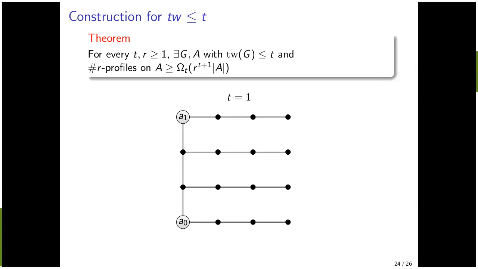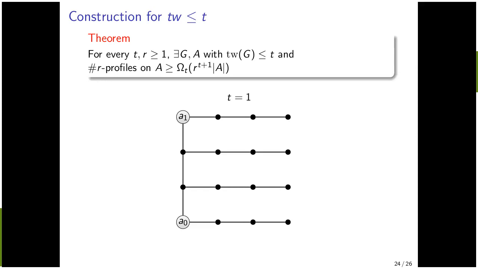So the proof starts as follows. First for treewidth 1, we will build a tree. We'll take this graph. We have two vertices, A1, A0. We link them with a path of length r/2. And on every vertex of this path, we add a new path of length r/2. Okay. So in total, this gives r squared over 4 vertices.